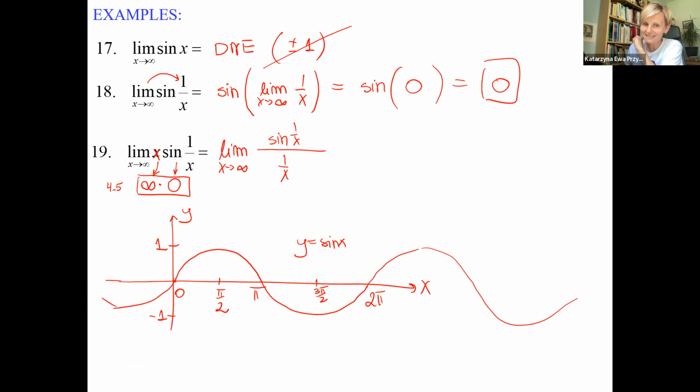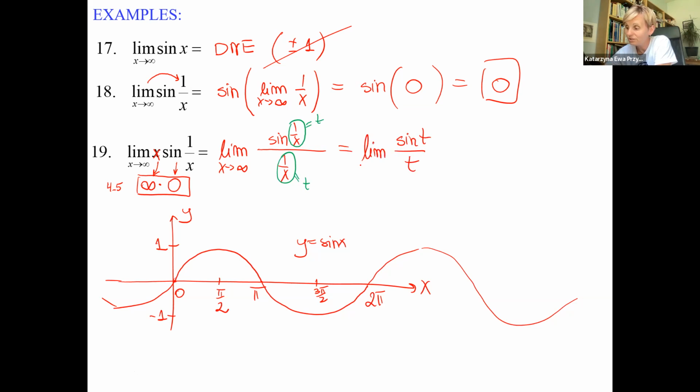Oh no, let's make more labels. Now, I have a similar situation. I have an inner function, 1 over x, and I have to focus on this limit. What I will do is call that 1 over x, t. Let's say t. We will rewrite this as sine of t over t.